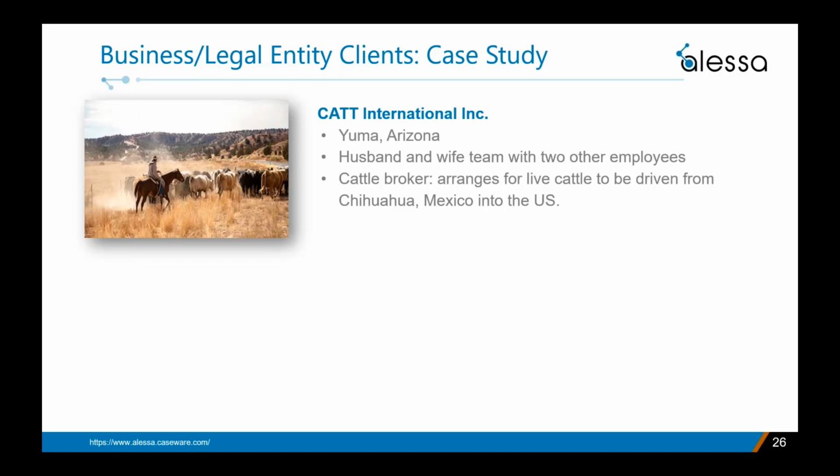They're headquartered in Yuma, Arizona, run by just a husband and wife team with just 2 other employees. And they're a type of cattle brokerage that arranges for live cattle to be driven from the state of Chihuahua, Mexico, into the United States. Chihuahua, which is just south of New Mexico and parts of Texas, is the largest cattle producing region in Mexico. And since 2010, high US cattle prices combined with a prolonged drought in the southwestern United States have resulted in a large and growing level of US imports of Mexican cattle.